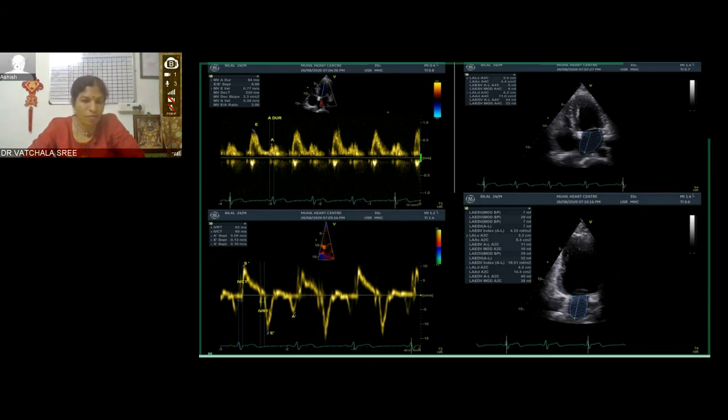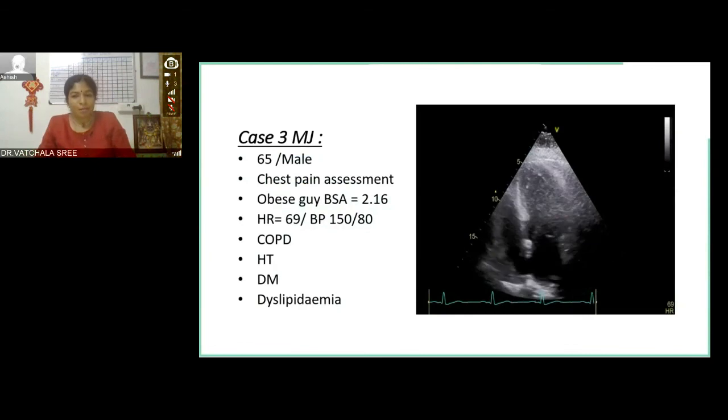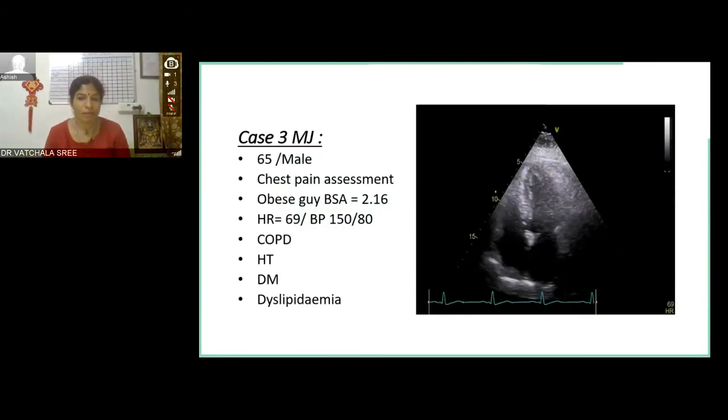Then again, ma'am, another question with a compliment. Thanks, madam, for such a comprehensive talk. The case number 3, where other parameters are normal except E by E prime. We do get such cases often. Then how to go ahead in usual clinical practice? How about correlating with AFI? Sir, actually, this person's AFI was abnormal.